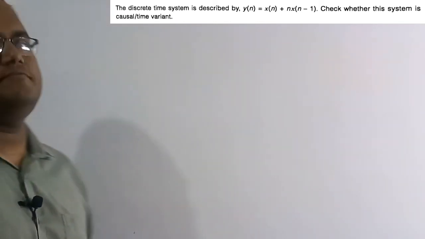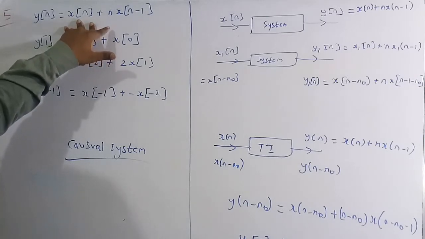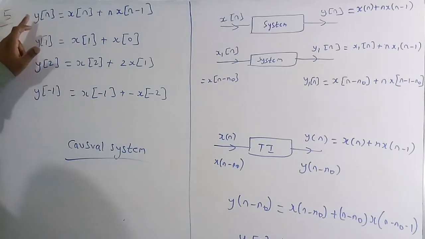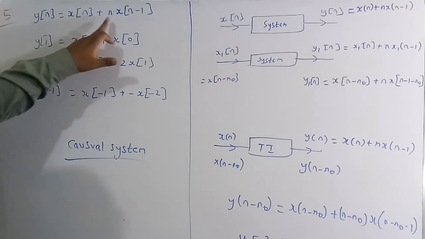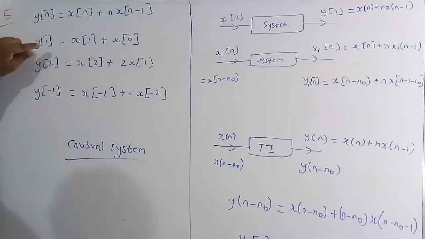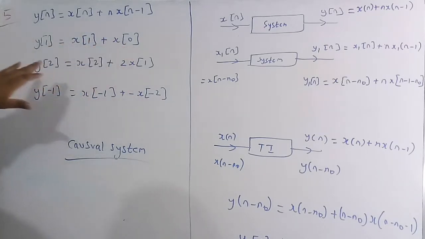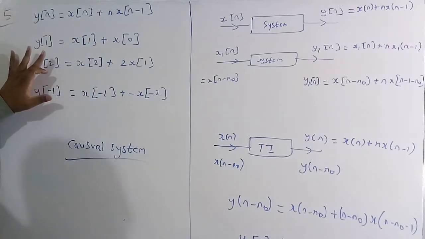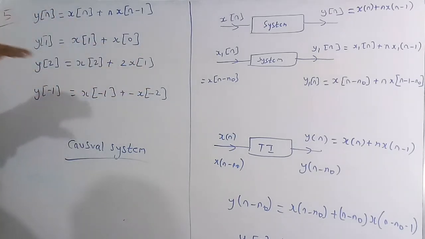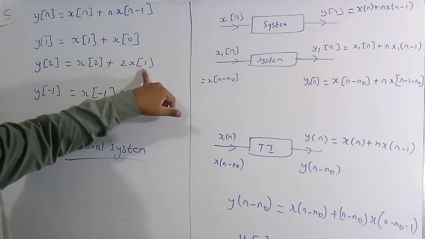So let's solve this numerical. This is the equation that is given in the question. We need to comment on the causality and the time invariance properties of this system. So let me assume n is equal to 1, means at instant n equal to 1, here x of 1 and here 1 into x of 1 minus 1, which is x of 0. So this is the equation we are going to get. Here the present output is going to depend upon the present input and the past input. Similarly for n equal to 2, at instant 2 we see x of 2 plus 2 into x of 2 minus 1, that is x of 1. So here also the present output depends upon the present value of the input and also the past value of the input.